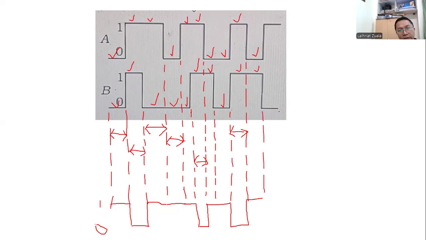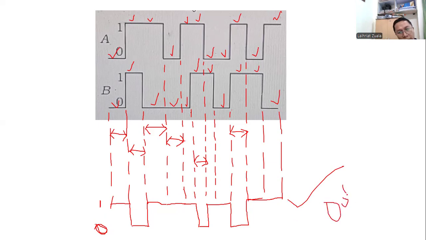So in the last interval here, B is 0, A is 1. If one of the inputs is 0, the output is always 1. So this is the output. So your logic output is, this is the 0 level, this is the 1 level. This is your output. Okay, this is your output.